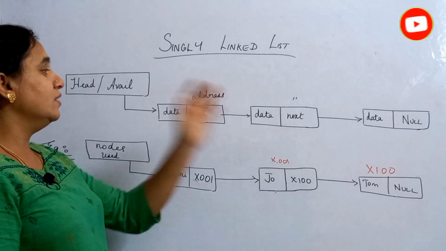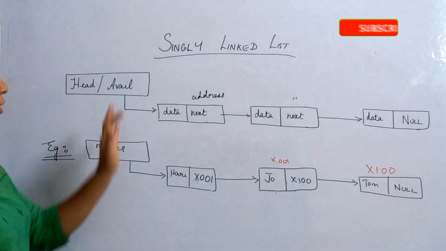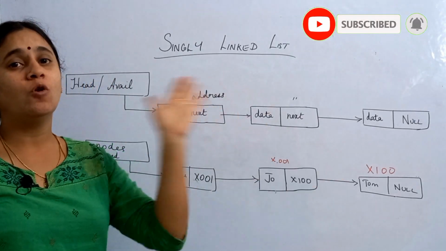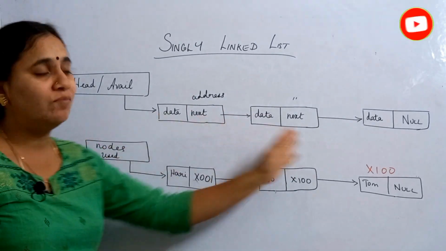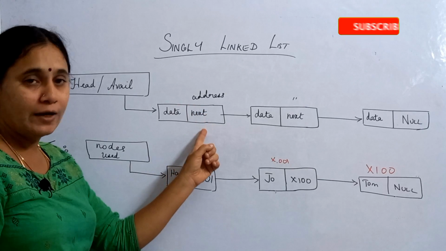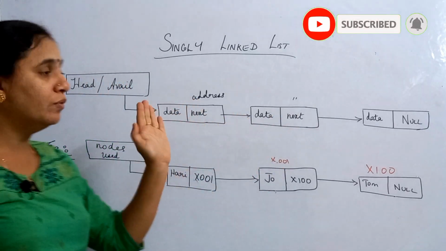Now this is the actual structure of the single linked list. In the last class I told you about an example of people forming a chain. In the same way I have written over here: data and a pointer. Data and a pointer. This is how we must represent it.